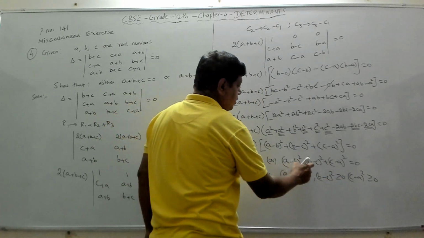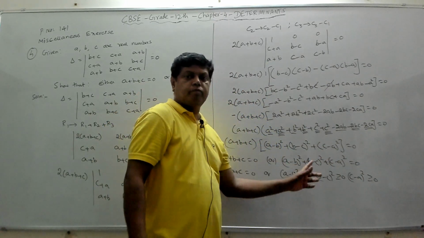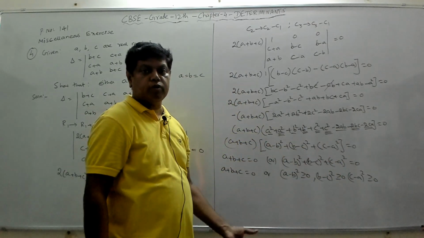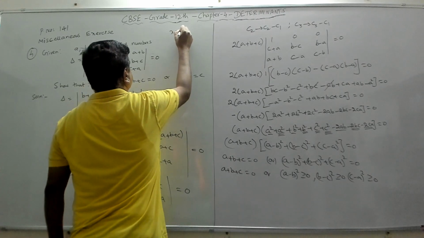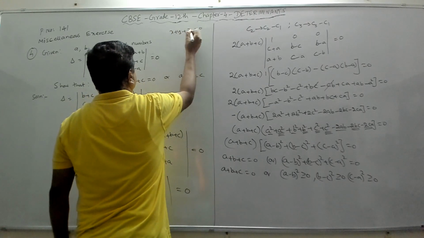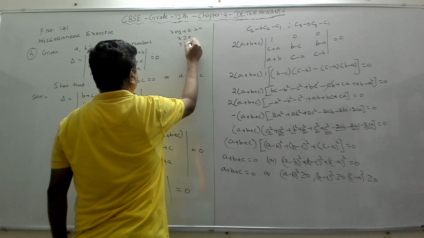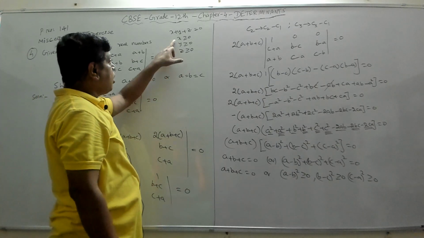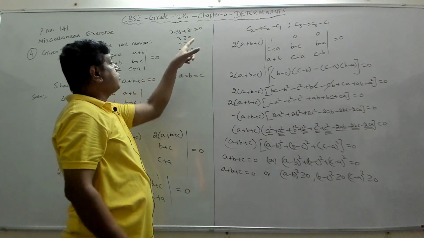Now but the sum is 0. Sum of 3 numbers is 0 and they are non-negative. They cannot be negative. When the sum of 3 non-negative numbers is 0, then each number should be 0. Suppose we have x plus y plus z equal to 0, and I say x is greater or equal to 0, y is also greater or equal to 0, z is also greater or equal to 0, then either all are positive, right? If all are positive, then the sum cannot be equal to 0.